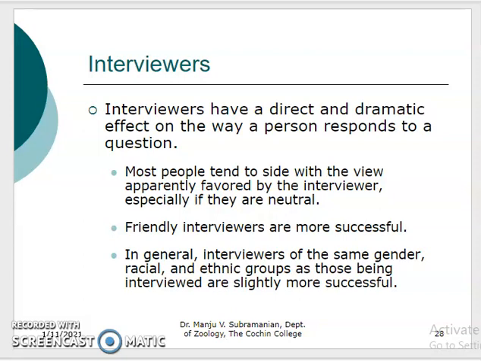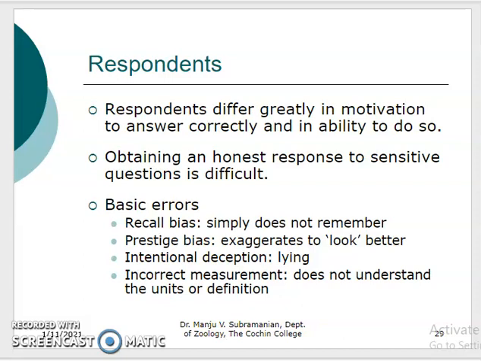The interviewer has a direct and dramatic effect on the way a person responds to a question. Most people tend to side with a view apparently favored by the interviewer, especially if they are neutral. Friendly interviewers are more successful. In general, interviewers of the same gender, racial, and ethnic group as those being interviewed are slightly more successful.